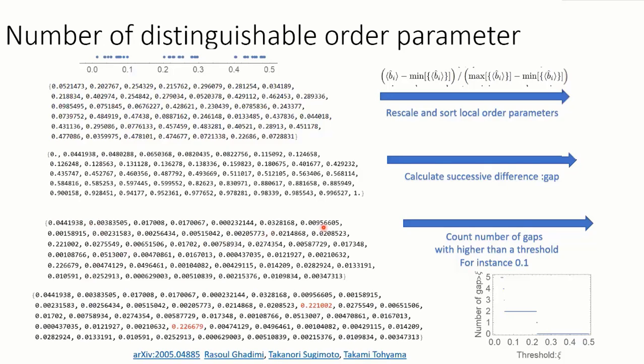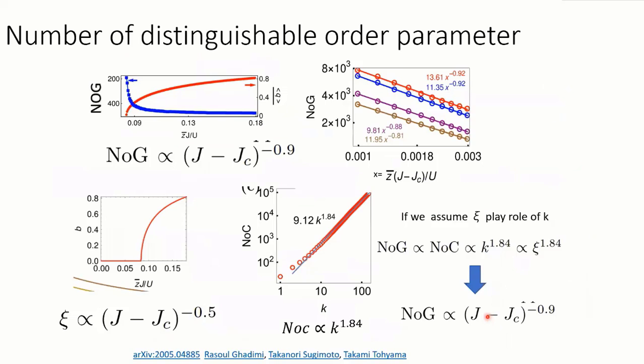So now find the number of gaps with amplitude larger than some amount. For example, here I choose 0.2, and I found 2 different gaps in this structure. Therefore, in this way, I can count the number of different gaps in the amplitude distribution of the superfluidity amplitude.